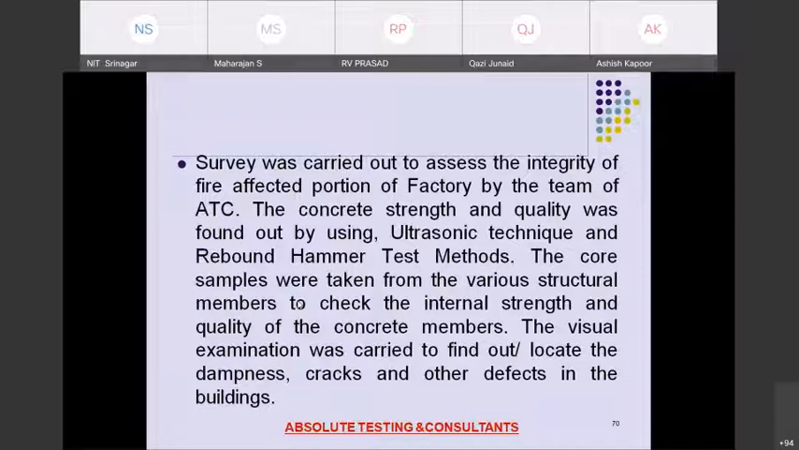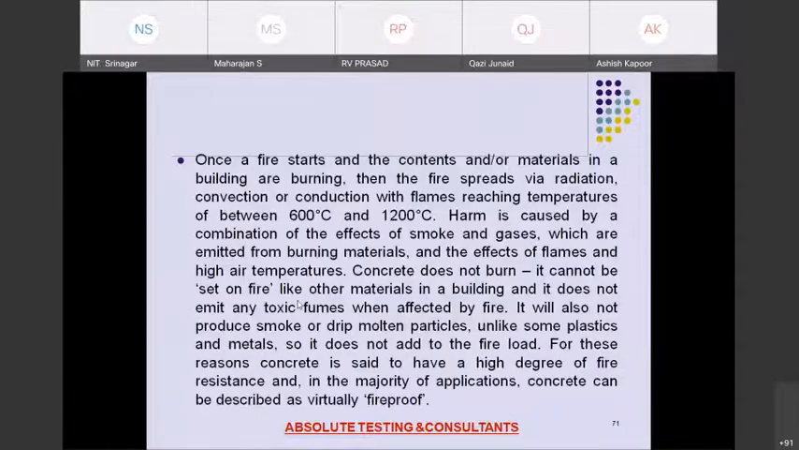Now coming to the fire damaged building. In a fire damaged building, it is very important to take out core samples. By using only NDT, it is not possible to determine the condition, because the effect of fire will start from the surface and will then start affecting your structural member inside the concrete.